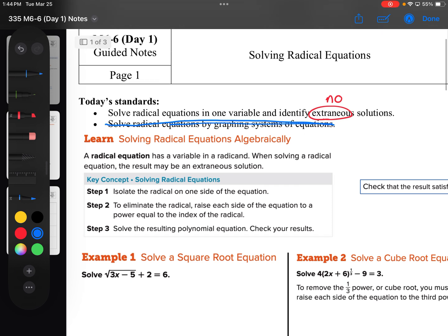So a radical equation has a variable in a radicand, okay? When solving a radical equation, the result may end up being an extraneous solution because the variable's inside your root. So there are 3 steps here. Step 1 is to isolate the radical on one side of the equation. So you're going to want to solve for whatever the radical is first. Then you're going to want to get rid of the radical. So if it's a square root, you're going to square both sides. If it's a cube root, you've got to cube both sides, and so on. And then, step 3, solve the remaining equation and check your answer, okay?